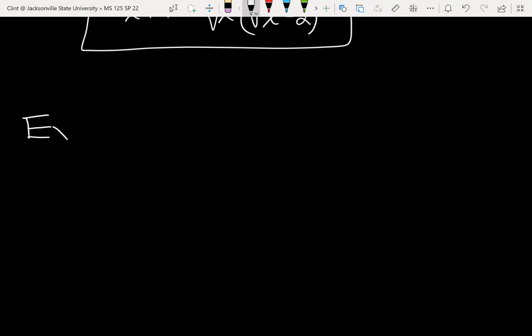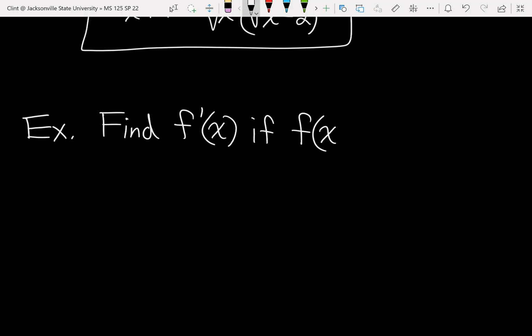Let's think about this one. This one's not like a big, long, messy one. It's just kind of an informative example here. We want to find the derivative of the natural log of absolute value of x.